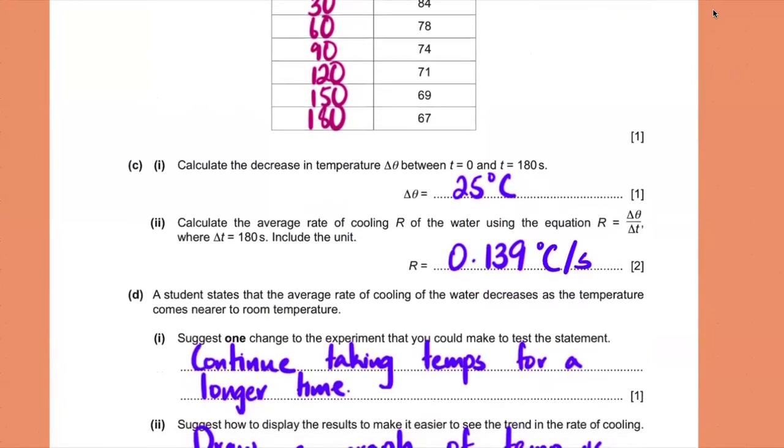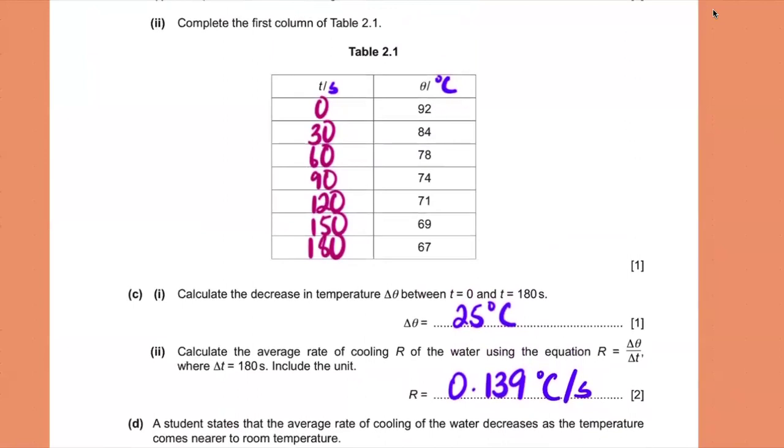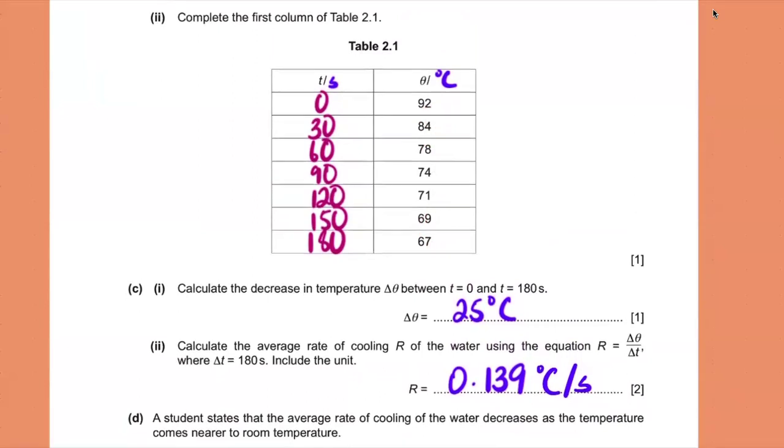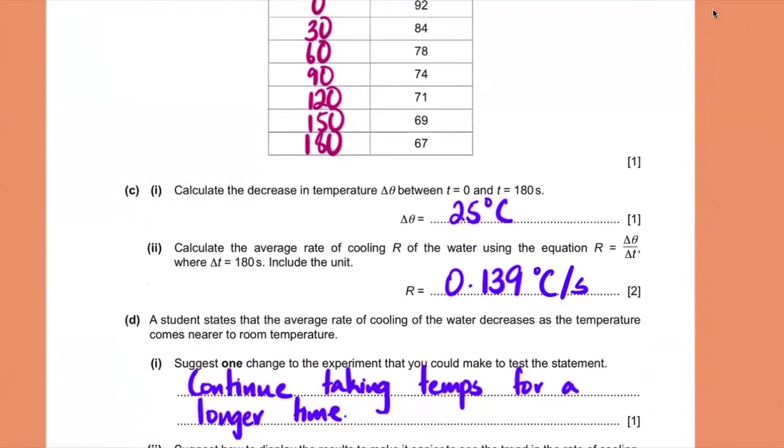Next, a student suggests that the average rate of cooling of the water decreases as the temperature comes nearer to room temperature. Give one change to the experiment that you could make to test the statement. Right now you can see that the cooling does go down, like from 92 to 84. This is a pretty big jump, but then these jumps get smaller. So if you do this experiment for a longer period of time, it's going to be much more obvious how the rate of cooling is changing, right?